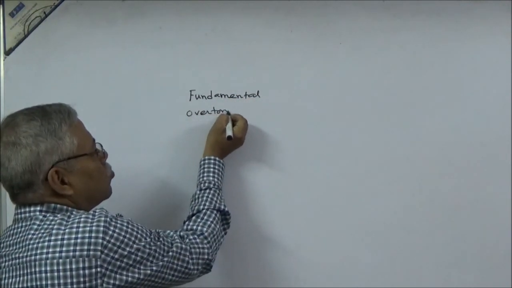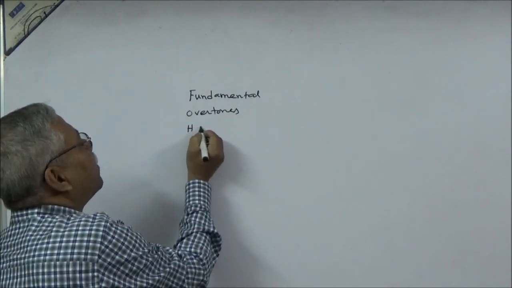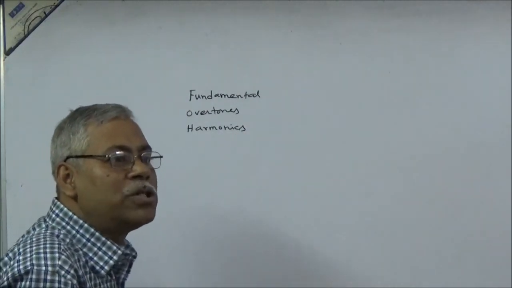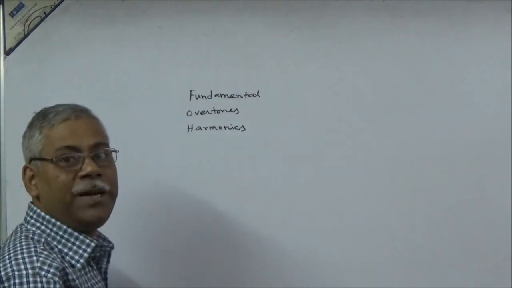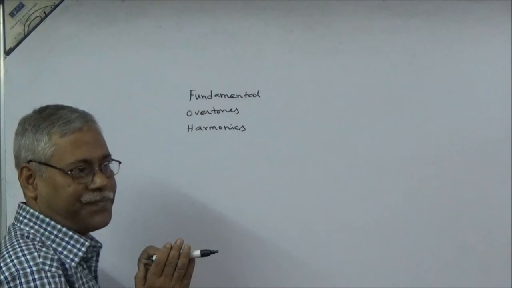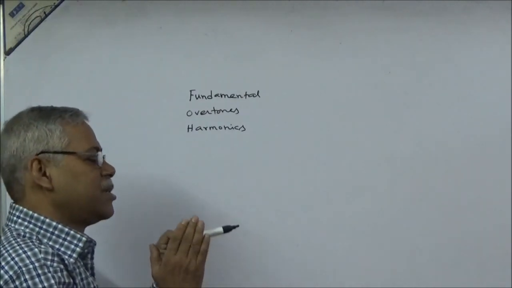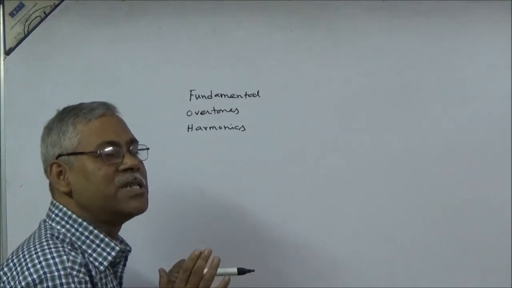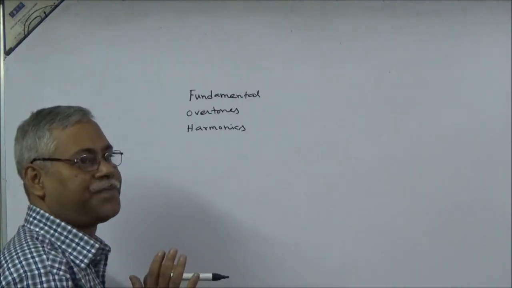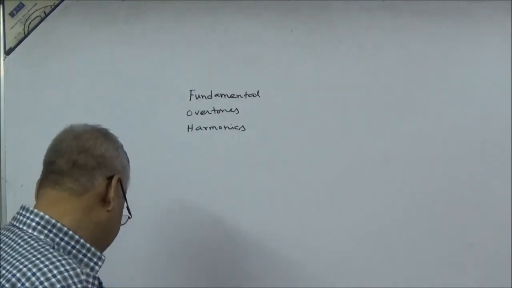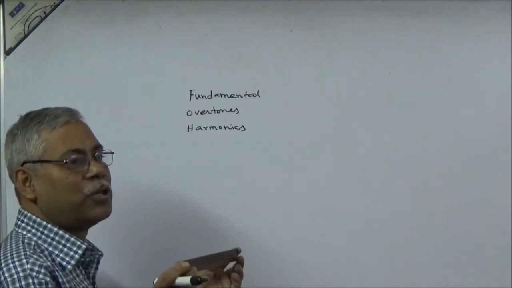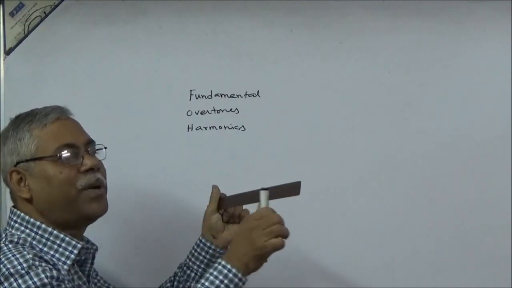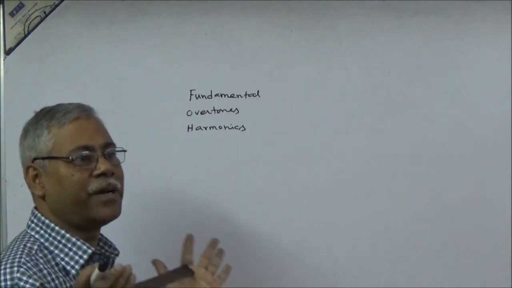About fundamental, overtones and harmonics. A body that can vibrate produces different frequencies depending on different modes of vibration. For example, I am holding this body. If you pluck it here, or here, or here, depending on different modes of vibration, this body can produce different frequencies.